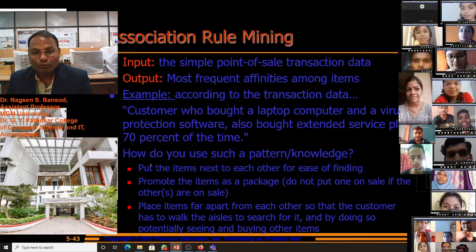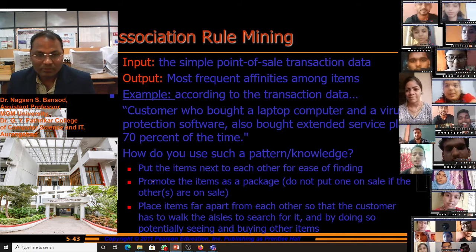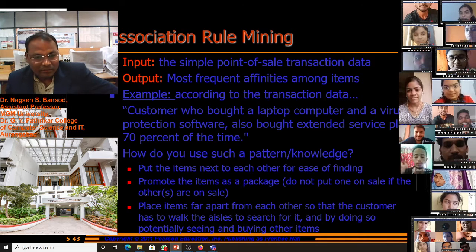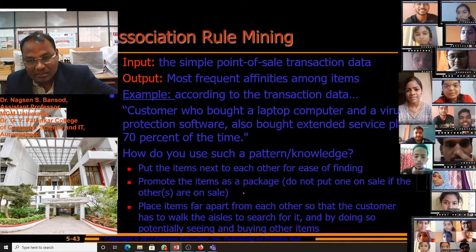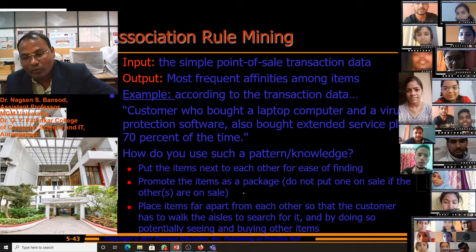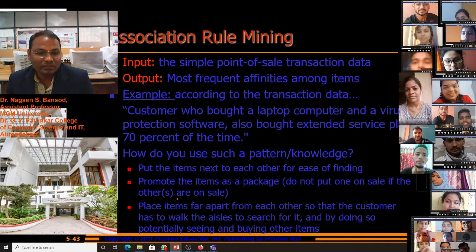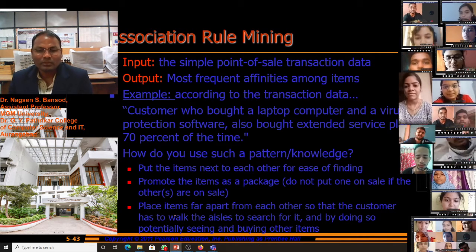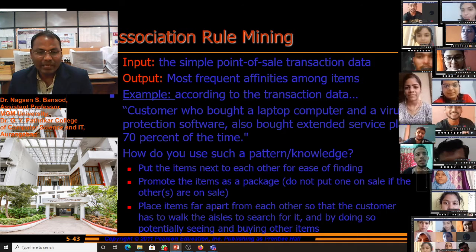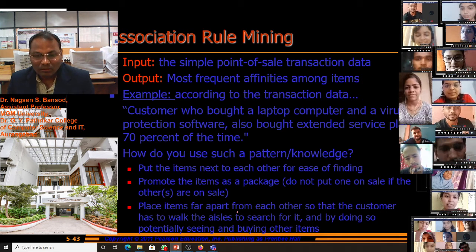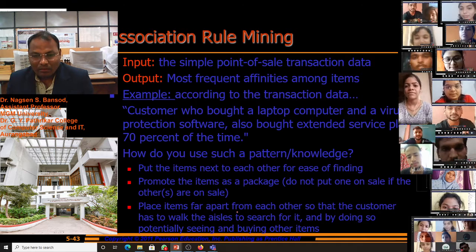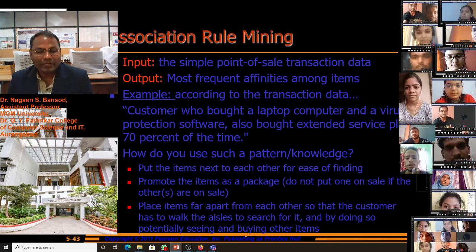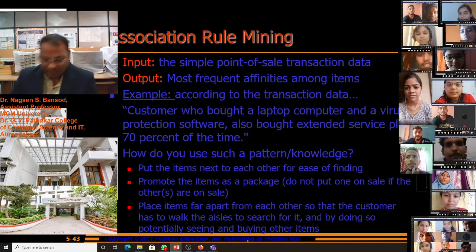Now, how do you use such pattern knowledge? Put the items next to each other for ease of finding, then promote the items as a package. Do not put one on sale if the others are on sale. Or place items far apart from each other so that the customer has to walk to search for them, and by doing so potentially sees and buys other items.